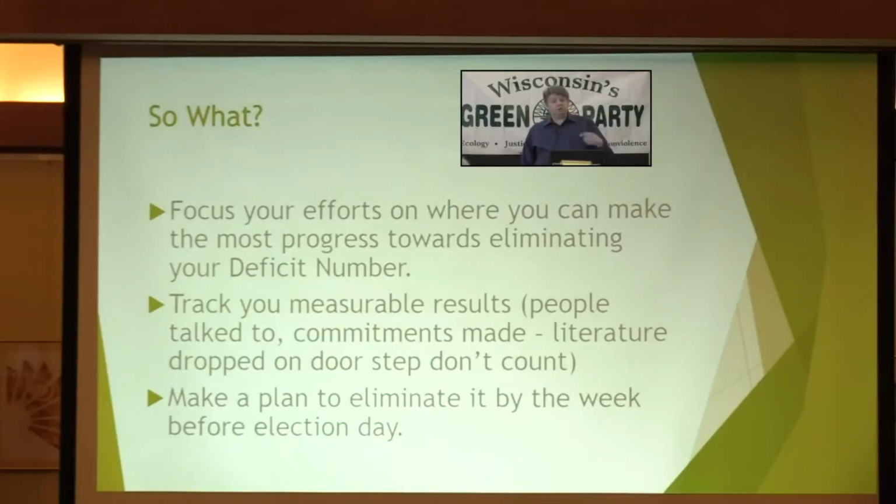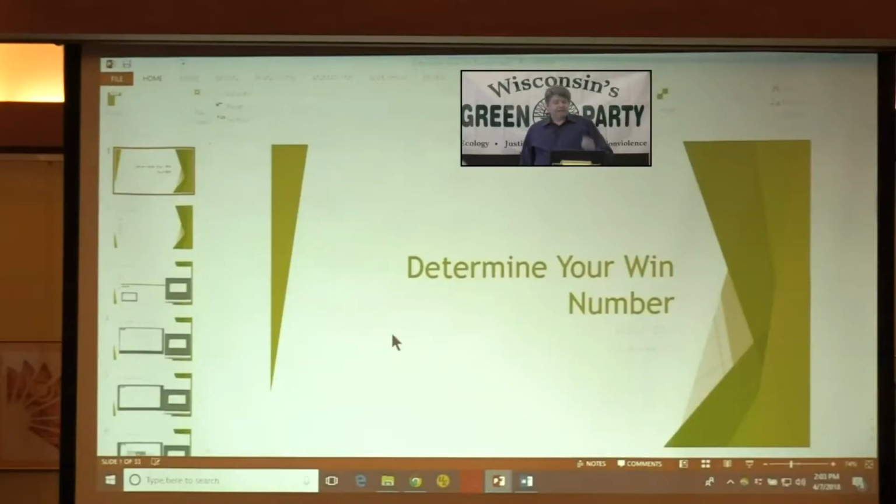So you need to be able to go through and track that, because you can't just do that shotgun, because there are just too many people you're trying to run against. So what you do is you build your plan, break it down week by week, break it down day by day, and follow your plan. That's a little bit about determining your win number.